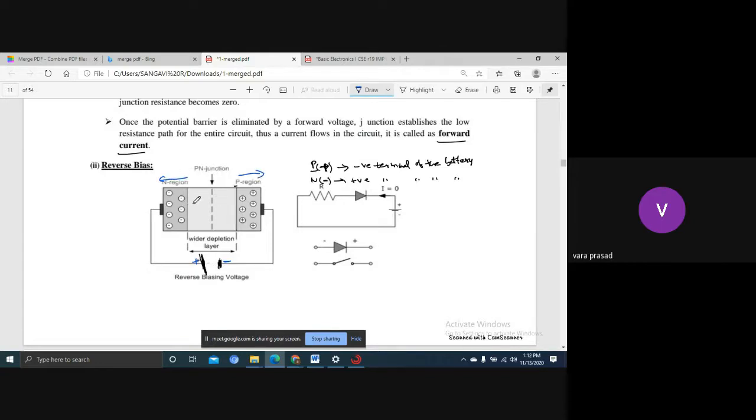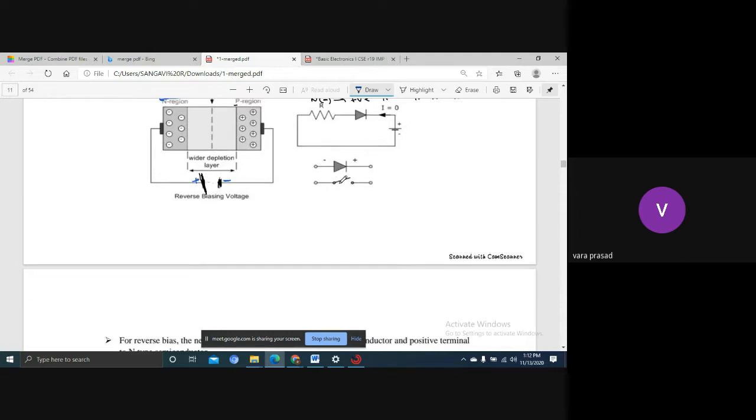Then the depletion region width is increased. When the depletion width is increasing, the depletion region layer is wider. When the depletion region width is increasing, there is no current. When there is no current, the diode can act as an open circuit.